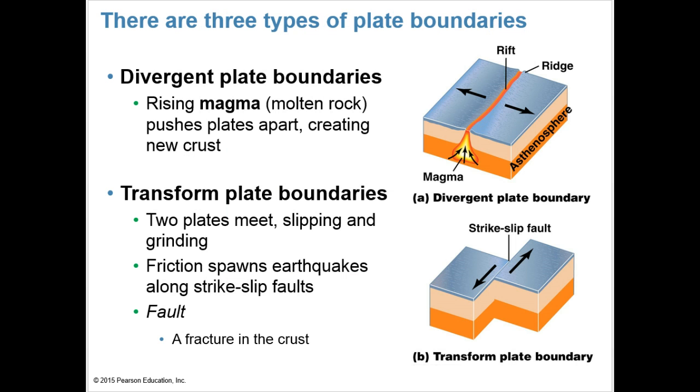There's three types of plate boundaries. There's what are called divergent plate boundaries. This is where rising magma, which is molten rock, pushes plates apart and creates new crust, as seen in the diagram to the right. There's transform plate boundaries. This is where two plates meet and they slip and grind past each other. This friction of these two plates meeting and slipping and grinding past each other is what spawns earthquakes along these strike-slip faults. A fault is a fracture in the crust.